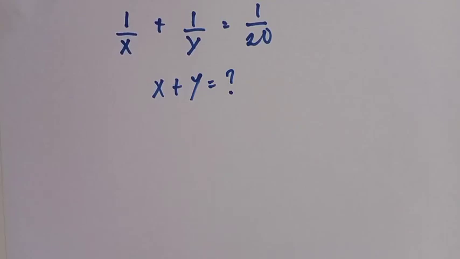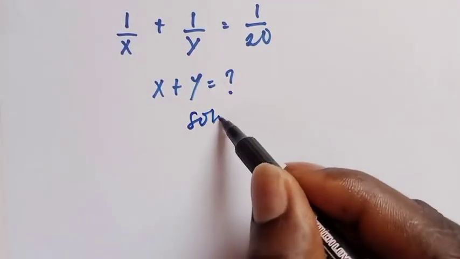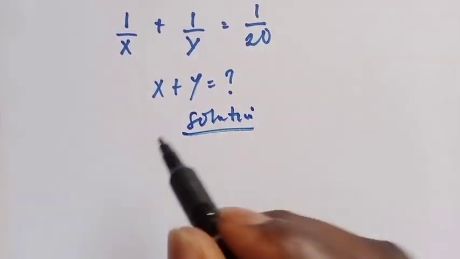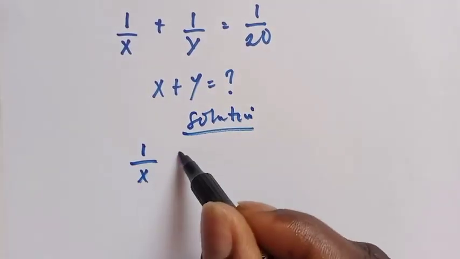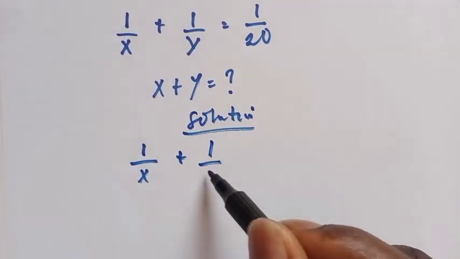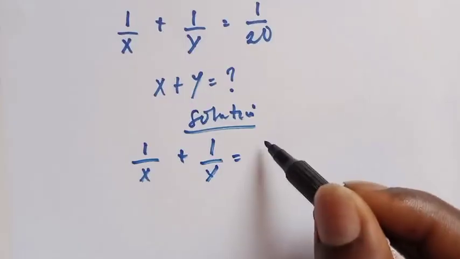Today we'll solve a neat reciprocal equation using a clean factoring trick. Solution. So we have our equation: 1 over x plus 1 over y is equal to 1 over 20.